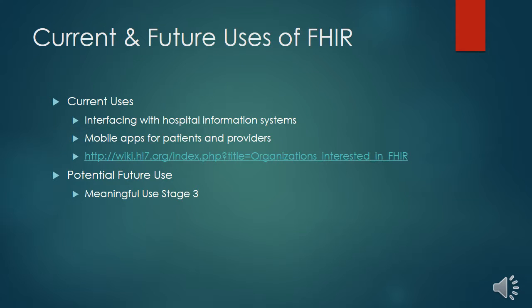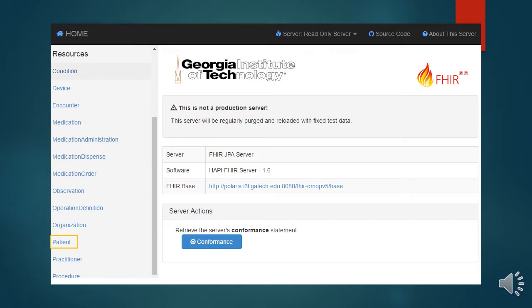What is FHIR actually used for? Interfacing with hospital information systems, mobile apps for patients and providers, and more. See the link listed here for 50 organizations that have ongoing projects. In reference to future uses, in March 2016, CMS released the proposed rule for Stage 3 of meaningful use. FHIR could potentially be the API that will be used. Let's get into the demo.